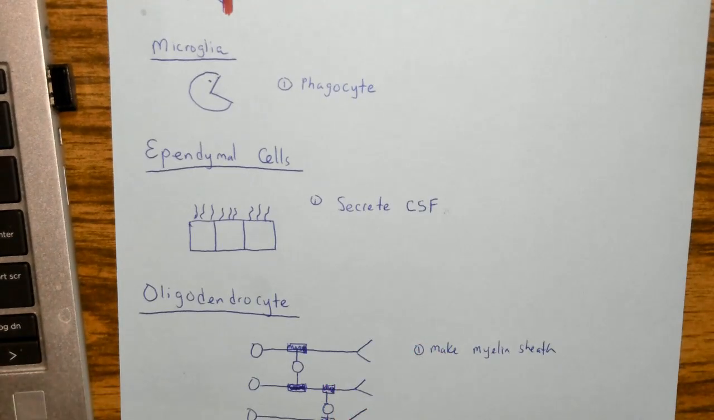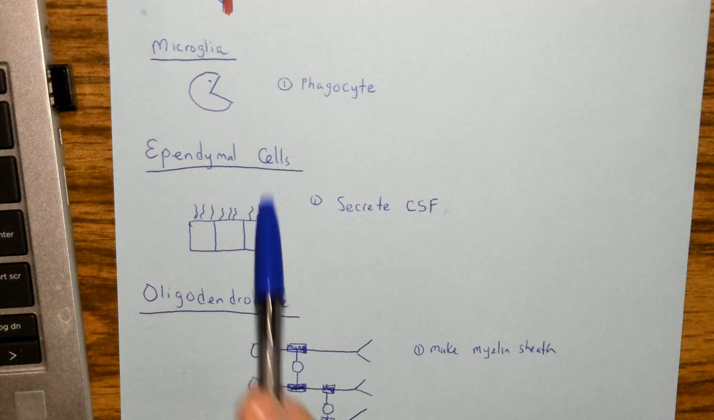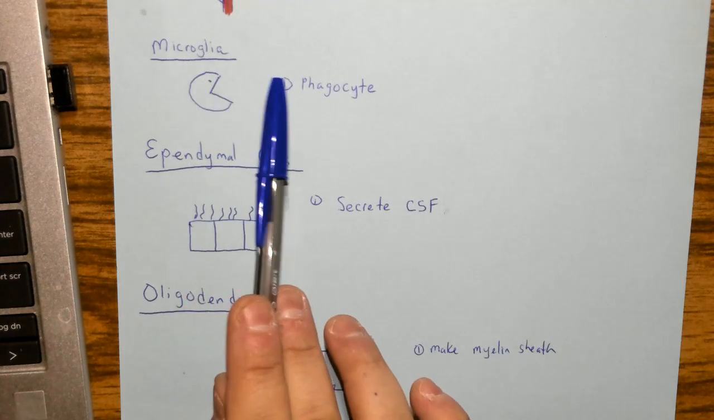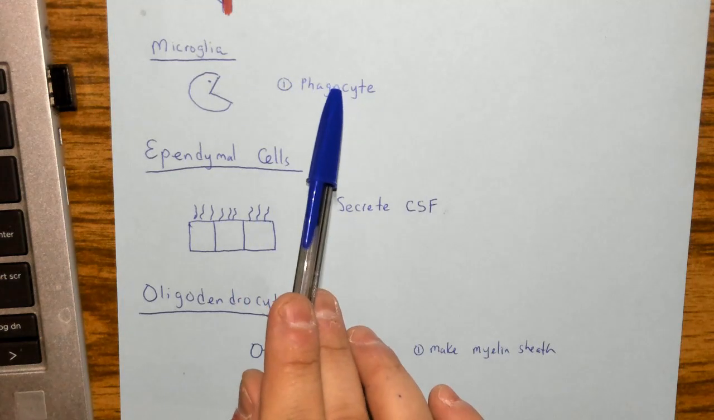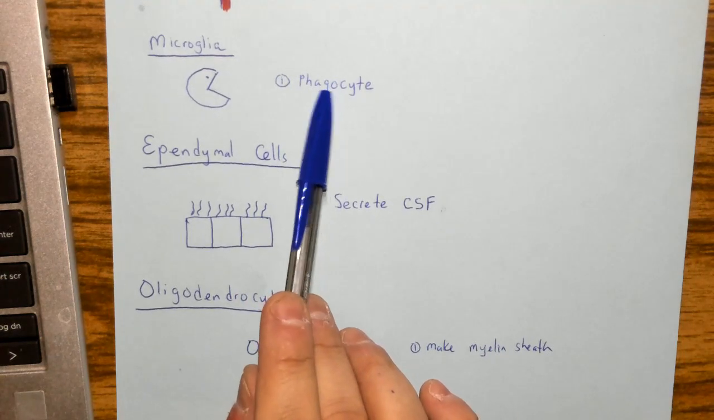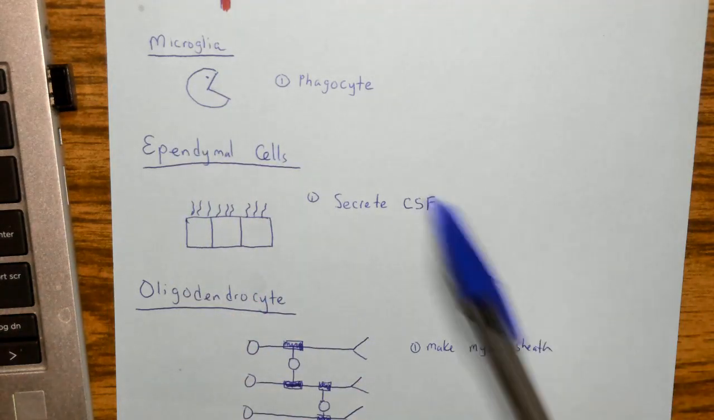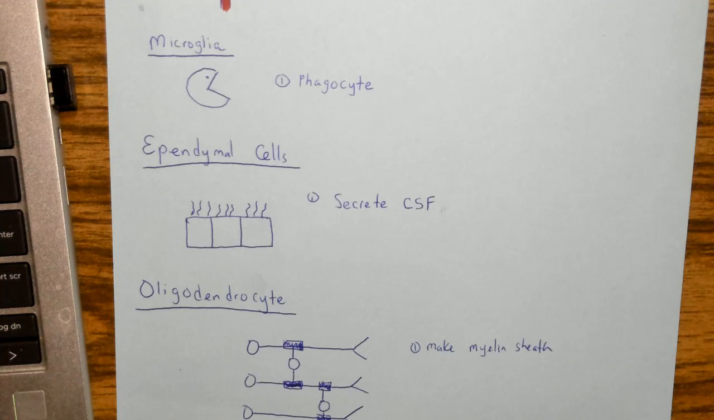Microglia, small glia, is just a small phagocyte. When we learned immunology, we talked about phagocytosis of bacteria and viruses. The microglia is more of a phagocyte of damaged cells. If one of the neurons is damaged and there's debris, it's going to clean that up. So it's a phagocyte just in the brain.